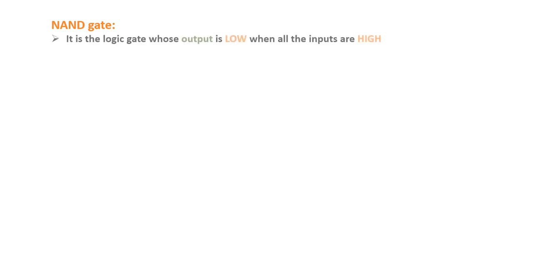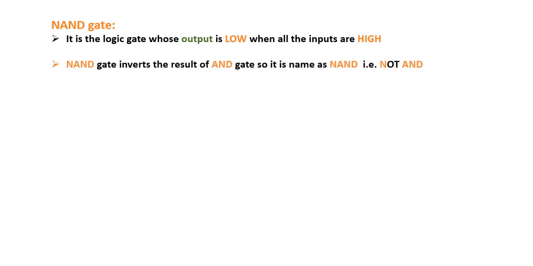So first of all, what is a NAND gate? It is the logic gate whose output is low when all the inputs are high. NAND gate inverts the result of AND gate, so it is named NAND. That means the first letter of NAND represents NOT, and NAND gate means not AND. From the definition of the NAND gate, you can see that it is the combination of NOT gate and AND gate. So we will combine our AND gate and NOT gate to make the NAND gate.